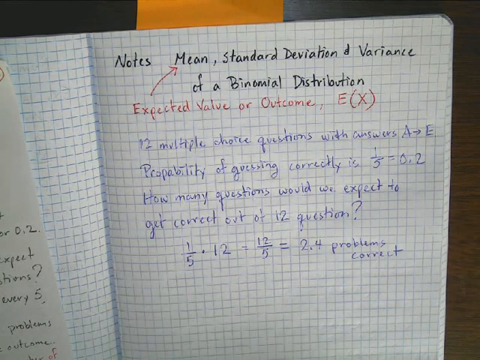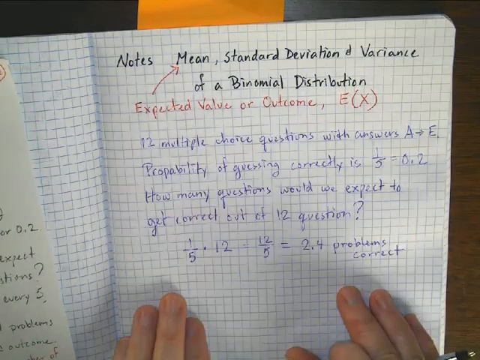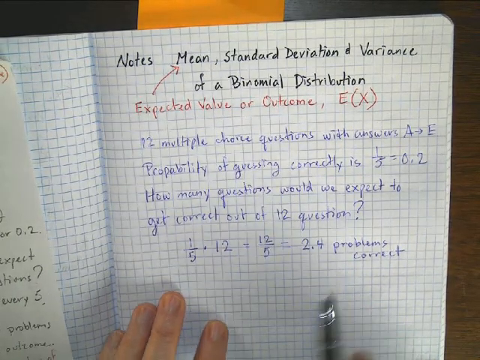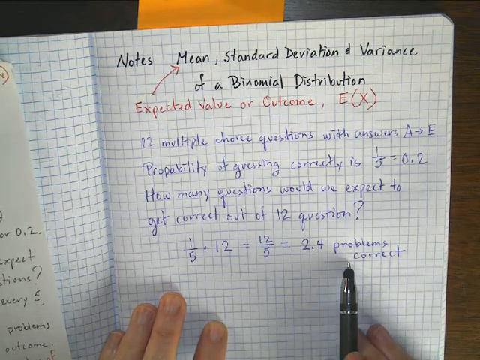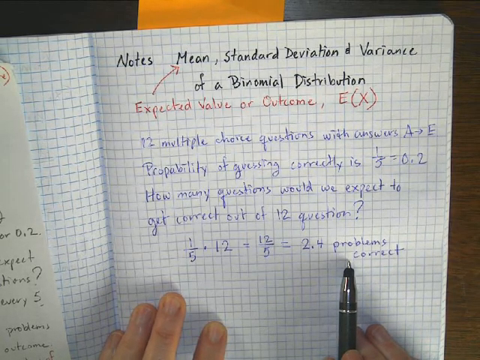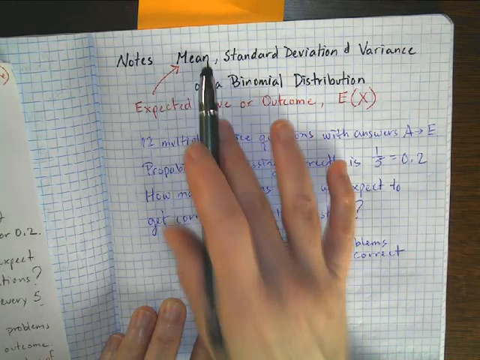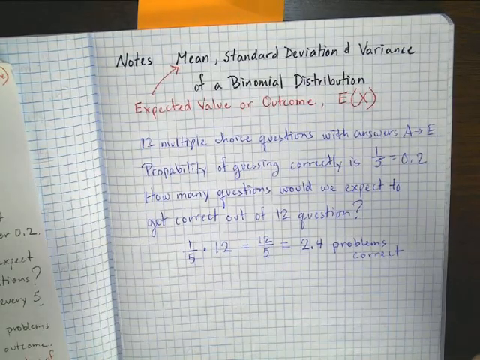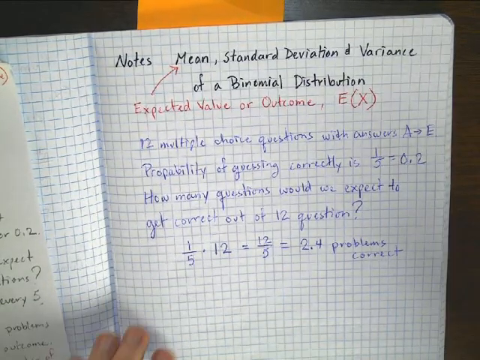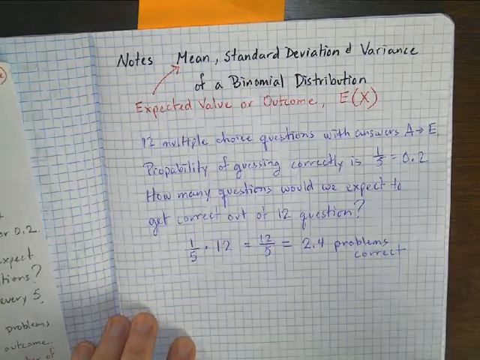Okay, so this is what we expect. This is the expected outcome. We would expect to get 2.4 problems correct. So we can call that the expected outcome, we can call it the expected value, or we can call it the mean. Okay, a bunch of different things we can call this. So we're going to write this down. How did we just do that?